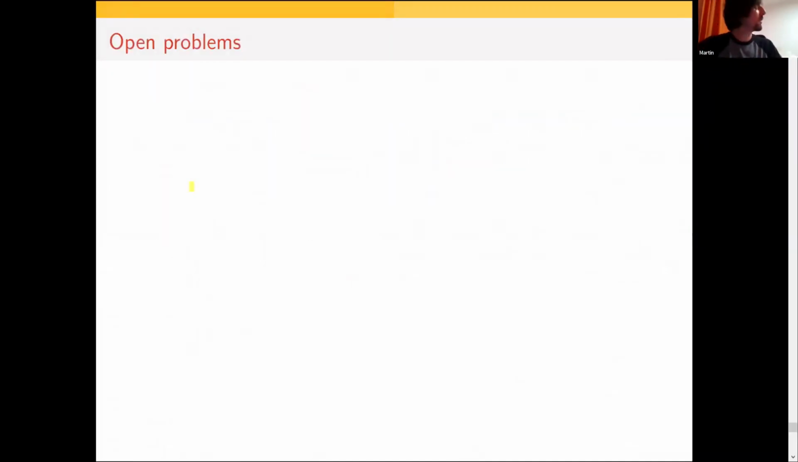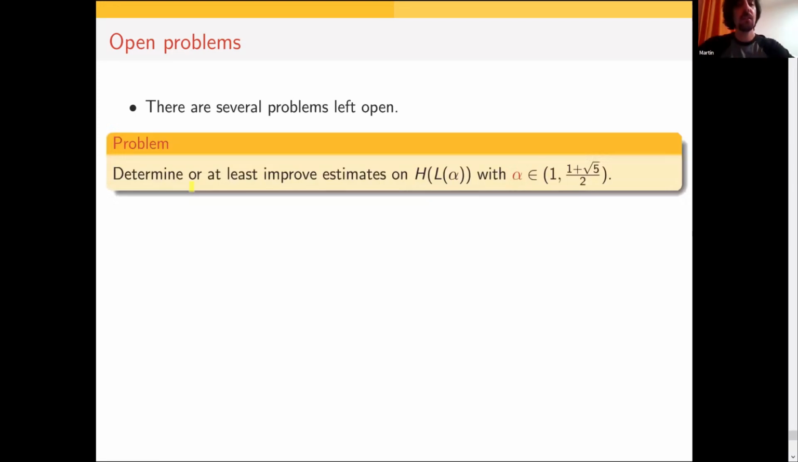Now let me conclude with some open problems. So there are several of them. We have not solved everything by far. So the first one is rather an obvious one. It's about improving the estimates on the Helly numbers of these diagonal exponential lattices. As I showed you, our lower bound and upper bound are still not tight. There is still a gap between them, if alpha is smaller than the golden ratio. So it would be nice to close it, at least asymptotically.